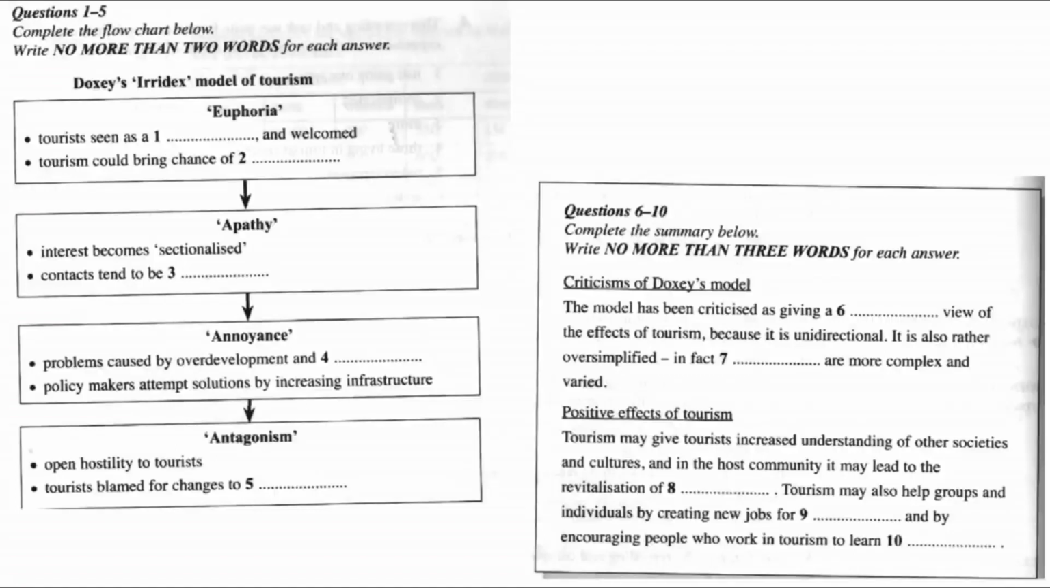Now, in practice, fortunately, things aren't always quite like that. If you look at real situations, you'll see that the relationships between local people and tourists are rather more complicated and prone to greater variation than this model suggests. So the model is really rather oversimplified.